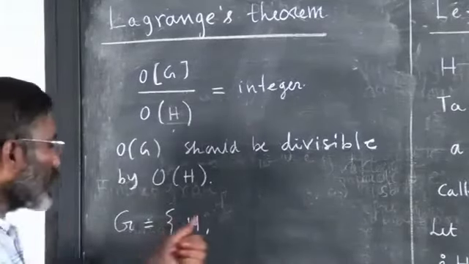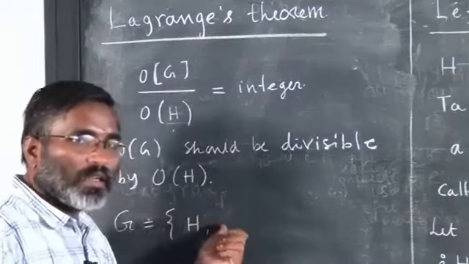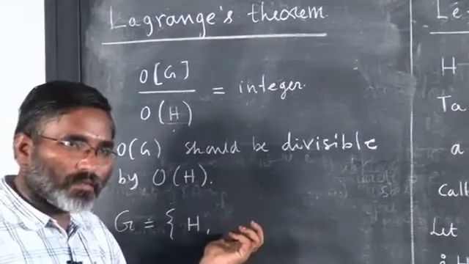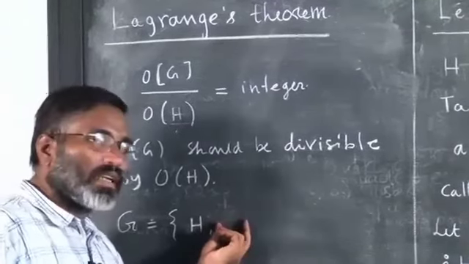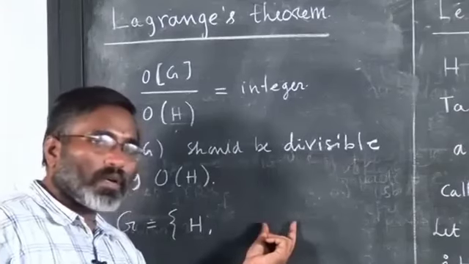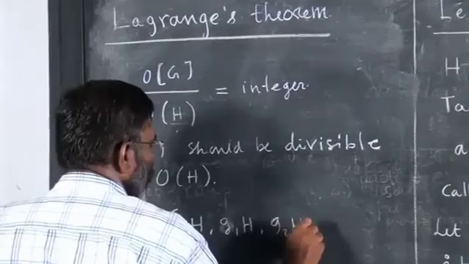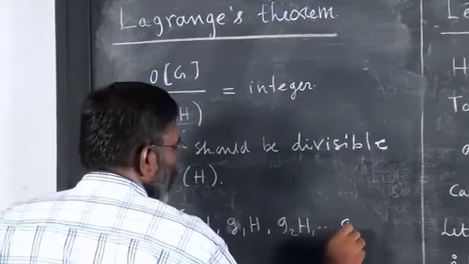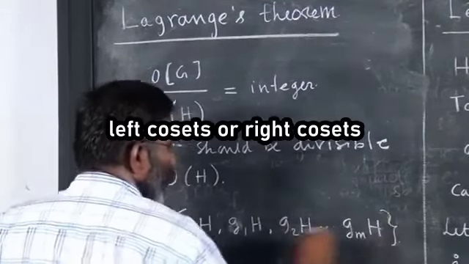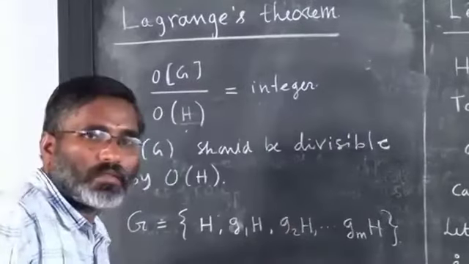Suppose I have some element g1 which is not in H. I can make a coset out of that. Then the remaining elements I will get as another coset. Then one more element. So I can write this down as H, g1 times H, g2 times H, etc., some gm times H. Left cosets or right cosets.